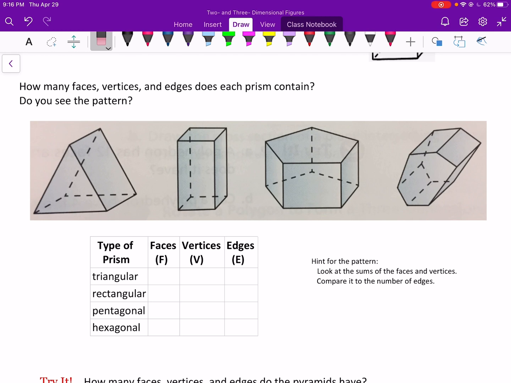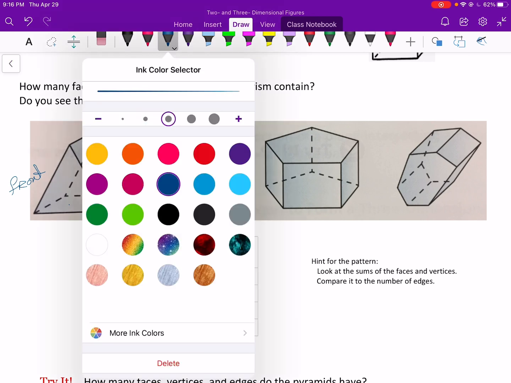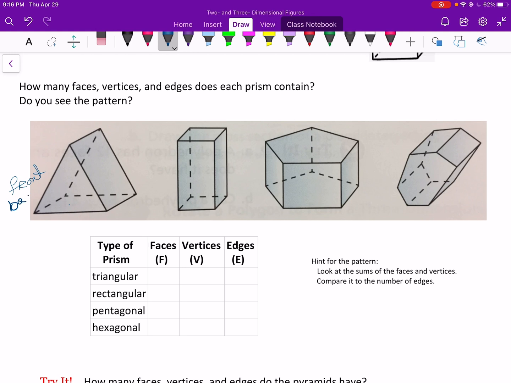All right, let's count the faces. We have the one in front. So there's one. Let me write it out to the side. We have the one in back. So the one in back's here. The one in front is right there. And then we have the left side. We have the right side. And we have the bottom.